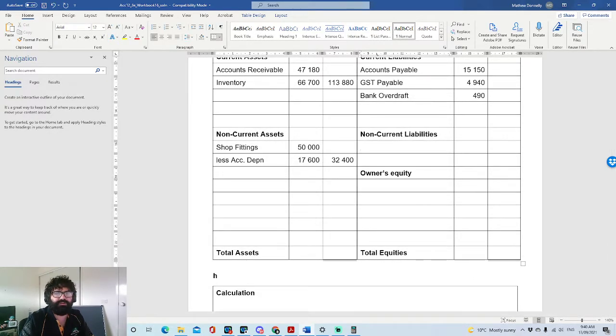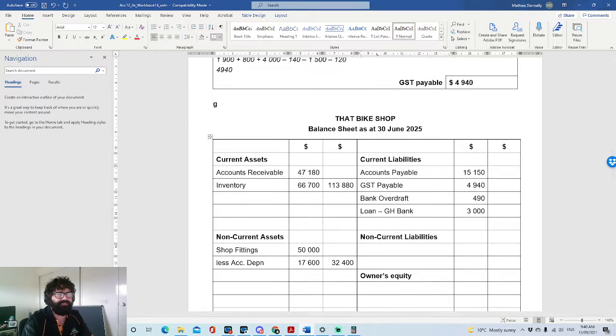Alright, so let's go to the accounts payable. Have we got GST payable? Yes, we do. We've got bank overdraft. We now need to do the loan for GH Bank. Now, remember earlier on when I was like, oh yes, 1,500 a month, and then we scrolled down to additional information and the last dot point. It was GH Bank is repayable at $3,000 per annum. How much do they owe? Let's have a look at the previous amount. Please note they did pay 1,500. That's an important little bit there.